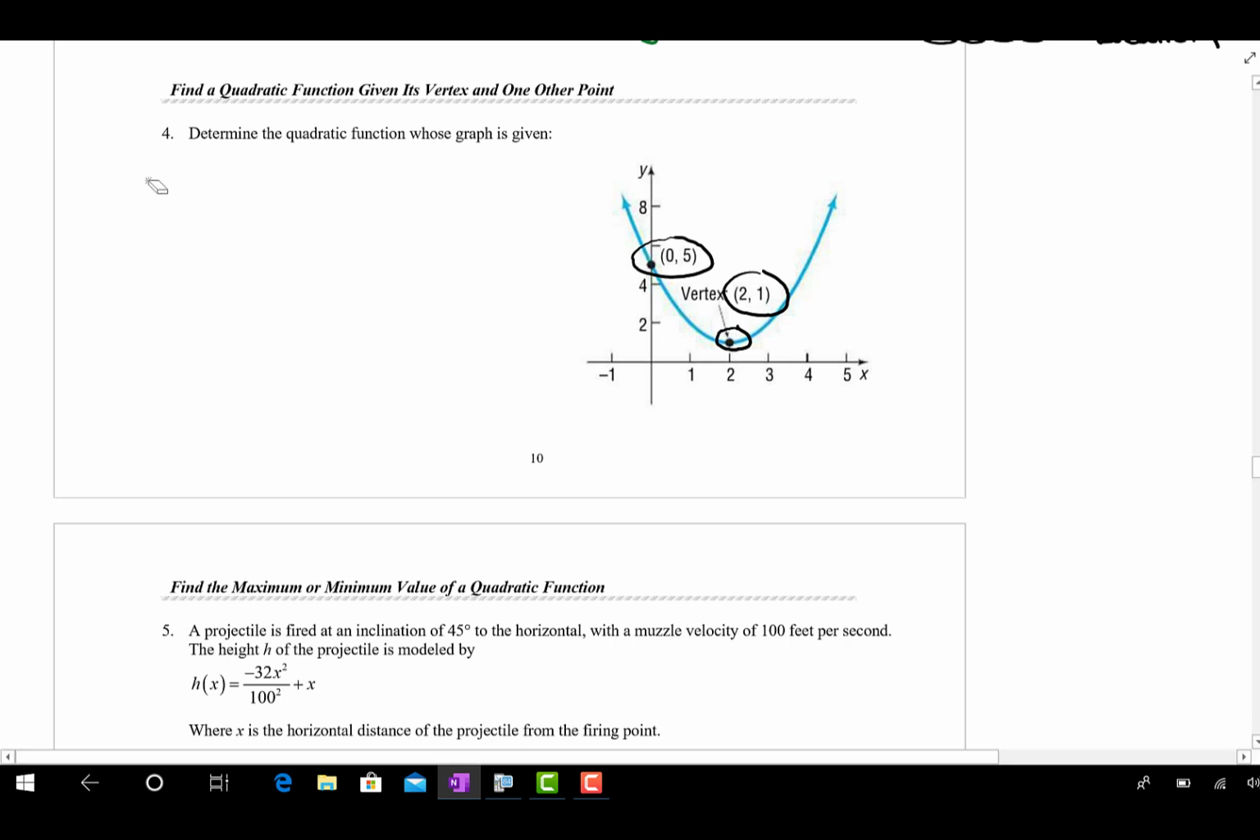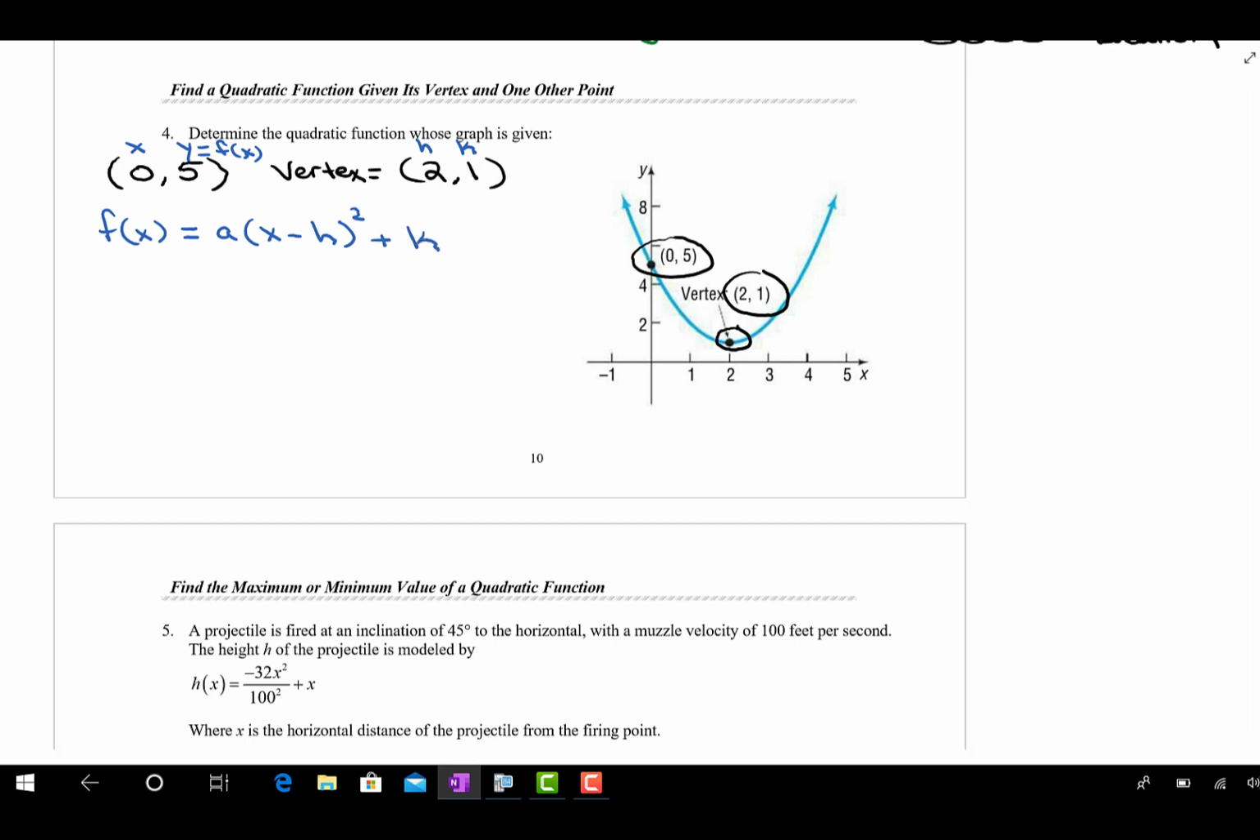I'm going to write down the general vertex form. But before I do that, I'm going to write down these two ordered pairs that were given to me, (0, 5) and the vertex, which was (2, 1). The (0, 5) represents a value of x and a value of y. And the vertex, I'm going to label as (h, k), because remember in that vertex form, we used an h and a k to represent the vertex values. f(x) = a(x − h)² + k.